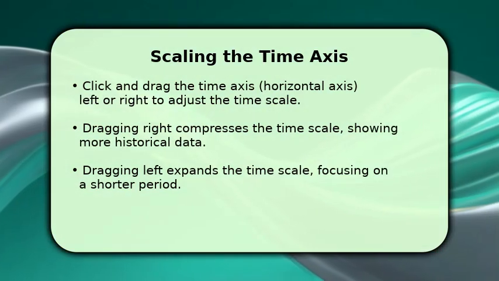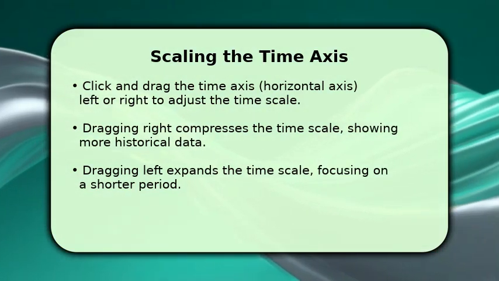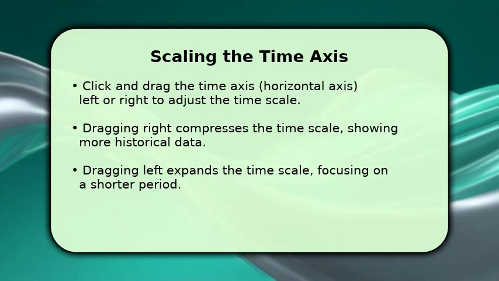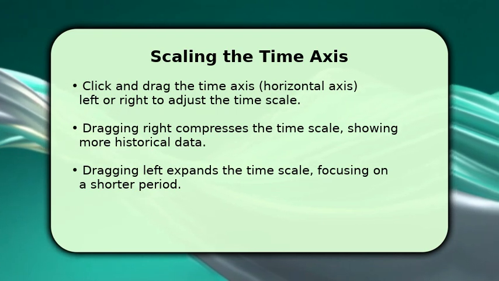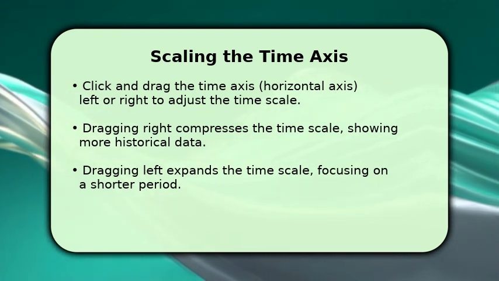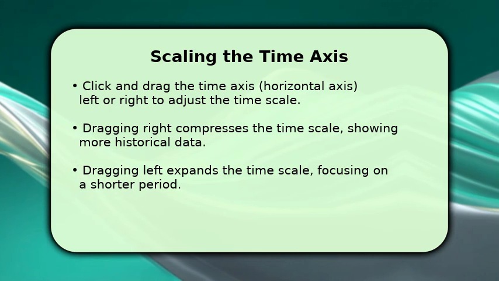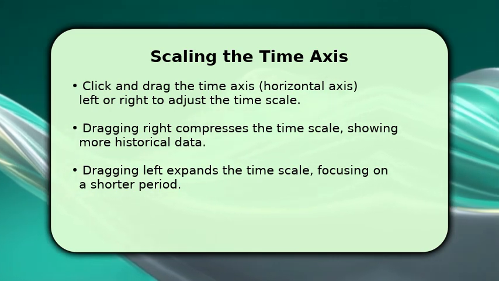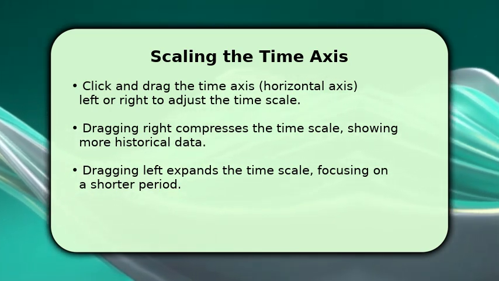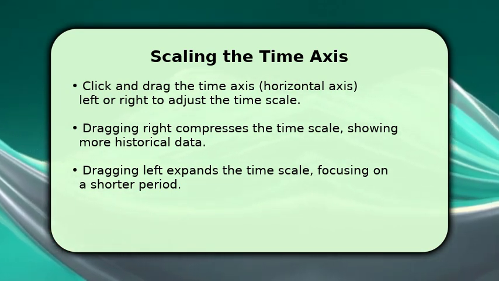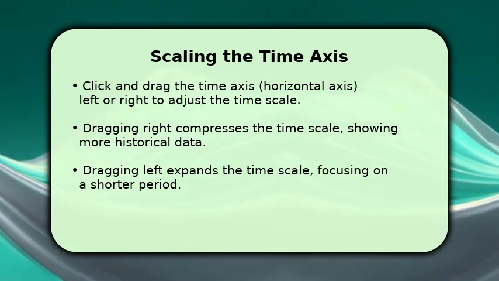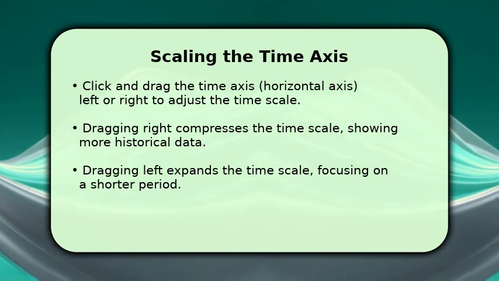To adjust the horizontal dimension and view more historical data, you can easily scale the time axis. Click and hold your mouse on the horizontal time axis at the bottom of your chart. Dragging your mouse to the right will compress the time scale, allowing you to see a much longer period of market activity. Dragging to the left will expand the scale, giving you a more detailed look at recent price action.